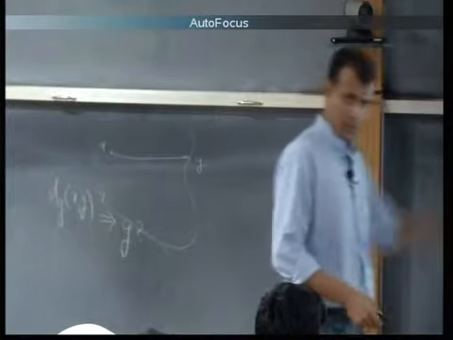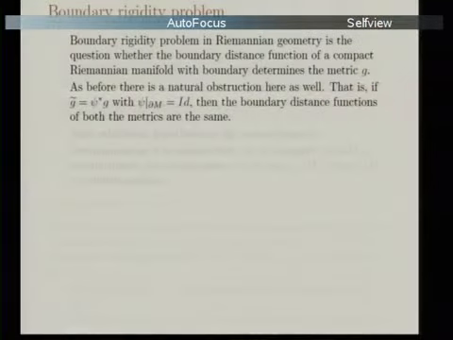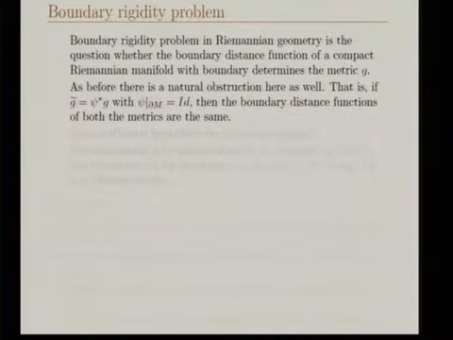As in the case of the geometric Calderon problem, there is a natural obstruction. That is, if you consider any diffeomorphism psi that is the identity on the boundary, and then you consider 2 metrics, G and G tilde, which is the pullback of G, then they have the same boundary distance functions. So from this you cannot determine G uniquely. This is a trivial example showing that you cannot determine G uniquely. Then the question is, can you determine G up to this natural obstruction?